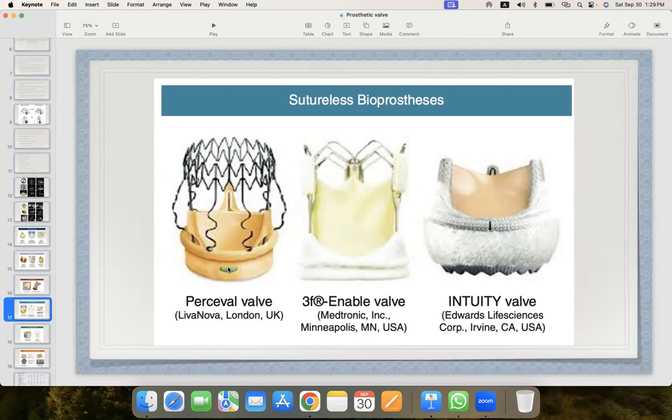The only problem with this Perceval valve and all these sutureless valves is that the risk of paravalvular leak is higher than with the other valves. And this is the problem with these valves. The good thing about these valves is that it will be a short procedure. It will help you reduce the time for the procedure, but the problem is that it can be associated with paravalvular leak. So it's very important that you really assess the valve when you do TEE during the procedure to make sure that the patient does not have a paravalvular leak.